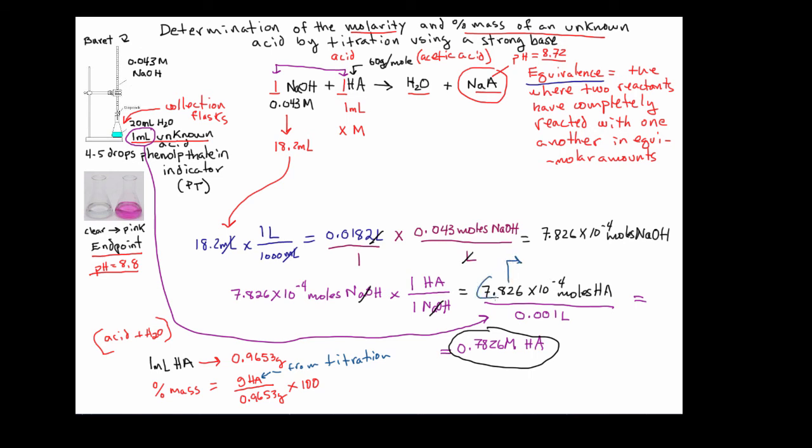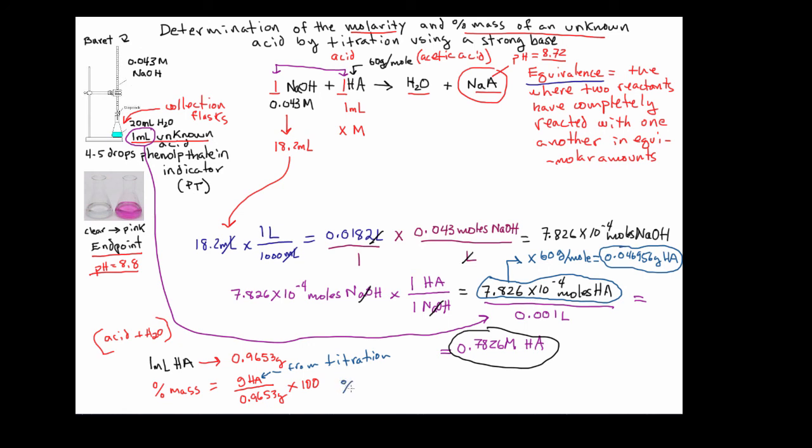So let's go back to our moles of HA, which are right here. I'll circle this in blue. We're going to pull it back out of that molarity and multiply by 60 grams per mole, because that's the molar mass of our unknown acid. And what I get is 0.046956 grams. That's the mass of acid that is in the original 1 mL sample.